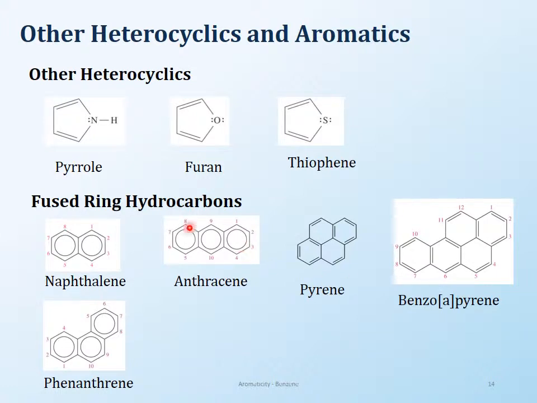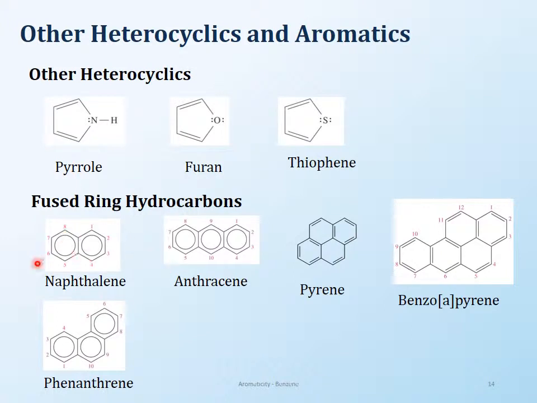So whatever looks like benzene, even though sometimes you are trying to figure out how to draw the double bonds, whether you are able to get the alternate double bonds or not, if you have fused benzene rings, they're all going to be aromatic. So naphthalene, anthracene, pyrene, benzpyrenes, phenanthrene. These are all fused benzene rings, and these are all going to be aromatic.